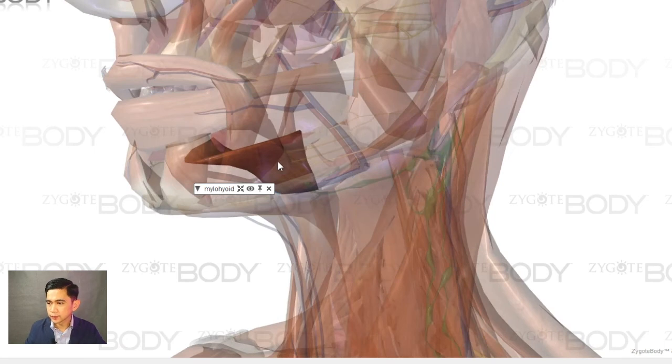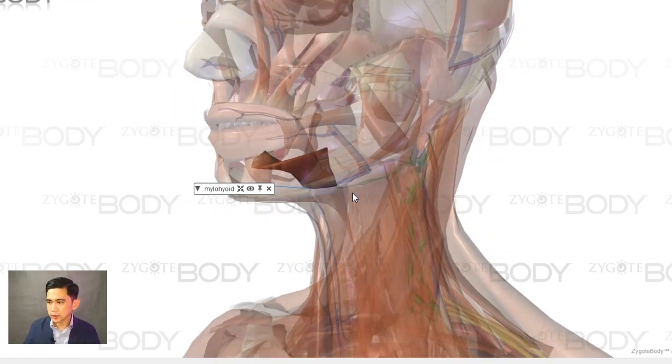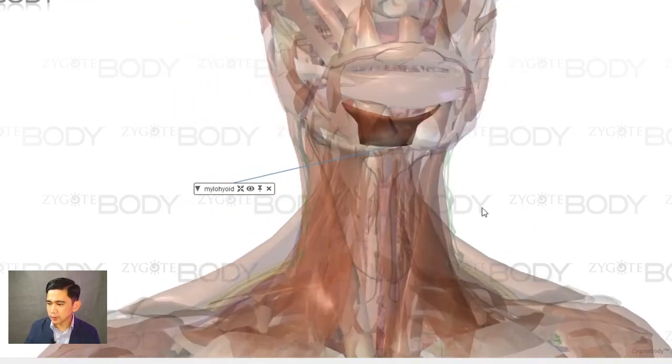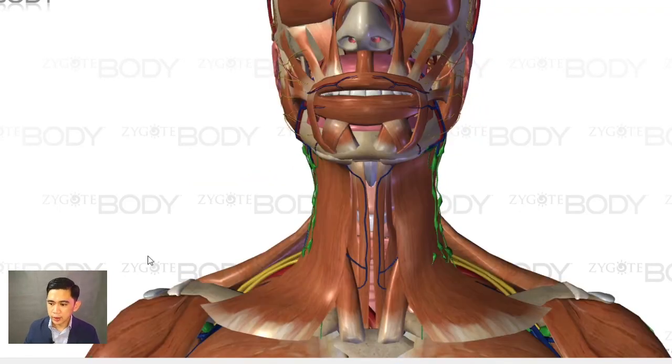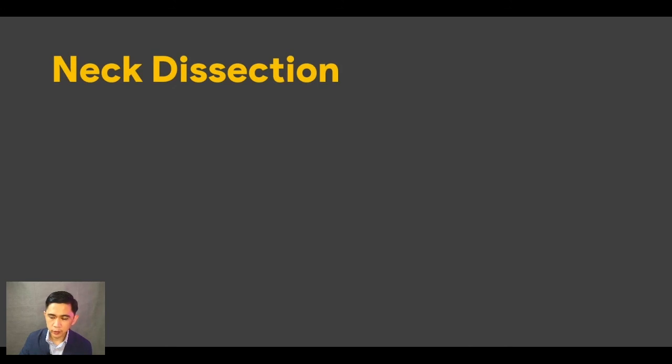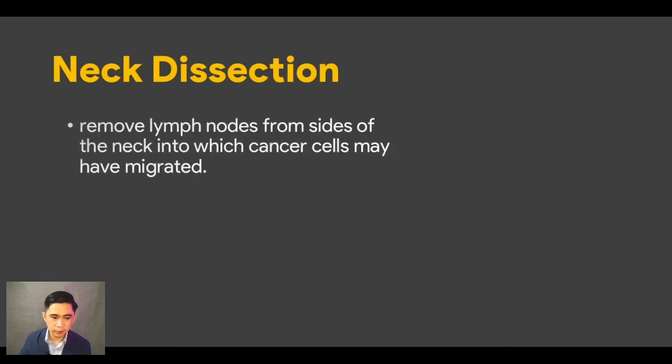Okay, so yeah, more or less we have discussed all the muscles in the neck. Now let's go back to our lecture. So we have removed the thyroid. We have separated it from surrounding structures. We have to take all the lymph nodes out because back in our patient, he has multiple lymph nodes.